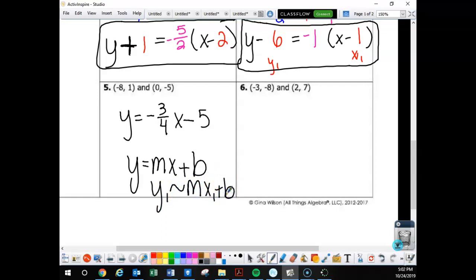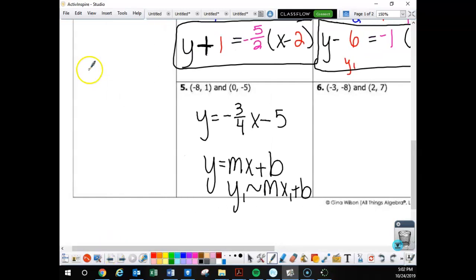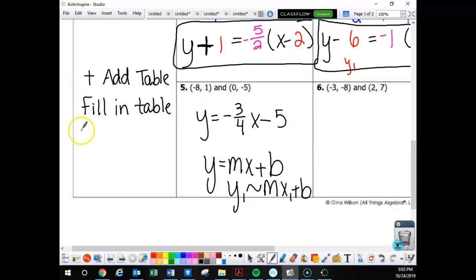All right? So the first steps, I'm going to write the steps. Okay? So you click plus to add a table. Then you're going to fill in the table. And then in a new box, you're going to type y1 squiggly line mx1 plus b. Okay, so try that on number 6 really quick, and then I'm going to show you if you're correct.